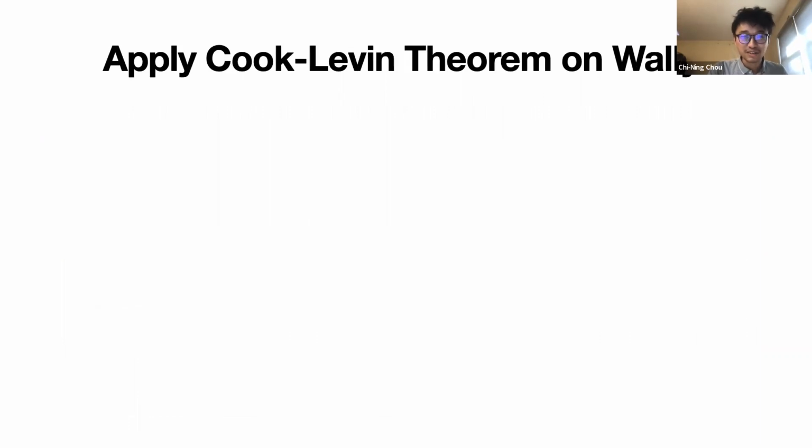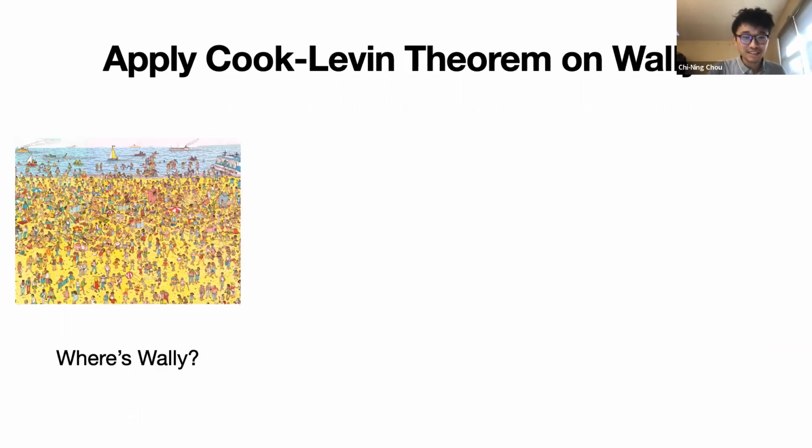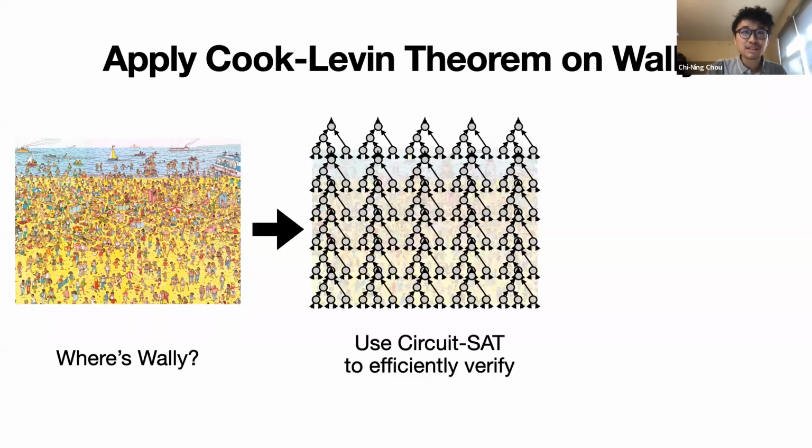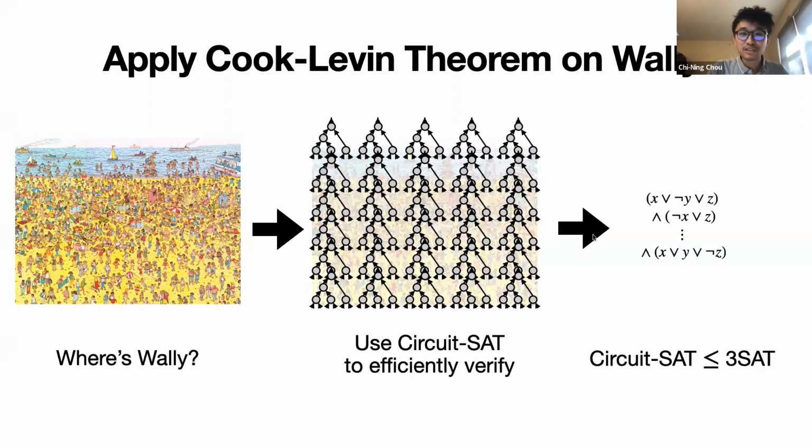And let's go back to our favorite, Where's Wally? For example, this is an NP problem because you can easily verify whether Wally is here. And it turns out that you can put in many circuits locally to help you brute force, kind of, and figure out whether Wally is there. This is exactly a circuit SAT problem. And finally, using some mathematical tricks, you can simplify the circuits into 3-SAT.